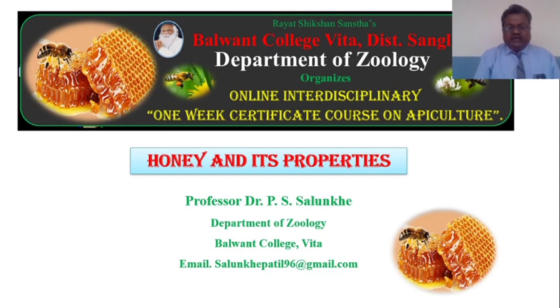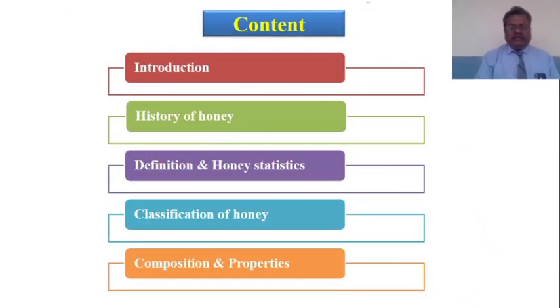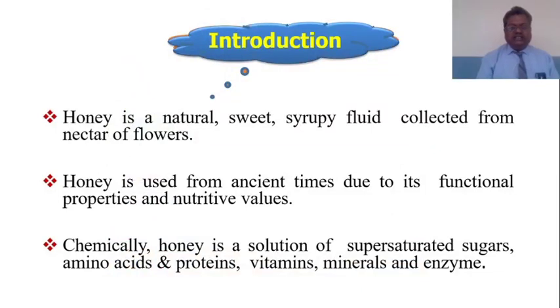Dear friends, the topic allotted to me is honey and its properties. This topic comprises introduction, history of honey, definition and honey statistics, classification of honey, and composition and properties of honey. Honey is a natural sweet syrupy fluid collected from the nectar of flowers. Honey has been used since ancient times due to its functional properties and nutritive values. Chemically, honey is a supersaturated solution of sugars, amino acids, proteins, vitamins, minerals and enzymes.